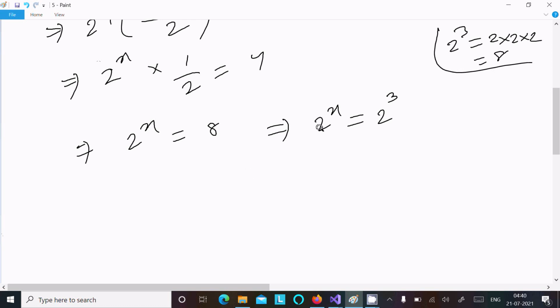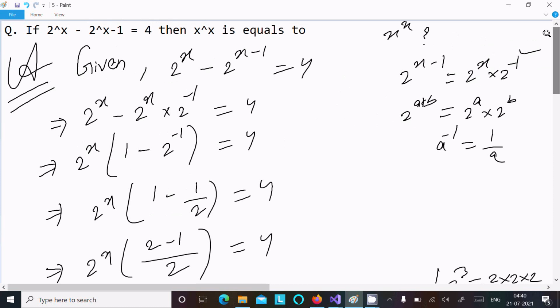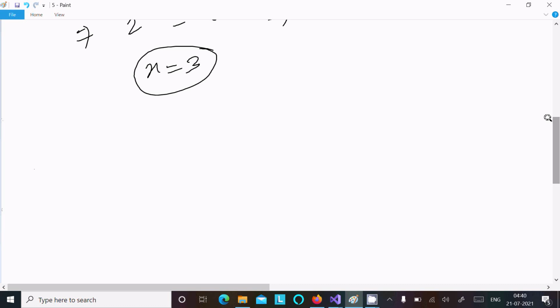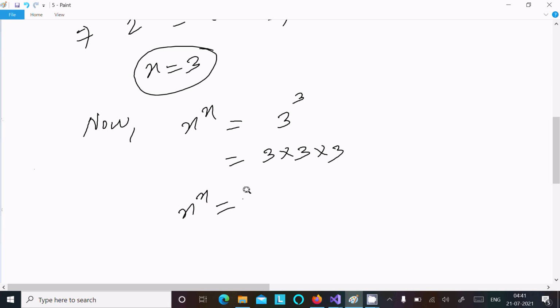After that, you can see the base is equal, so obviously the power is also equal, so x equals 3. So the x value that I found here is 3. Next, we need to get x^x. So now we can write x^x. The x value calculated is 3, so this is 3 into 3 into 3, so x^x equals 27. That is our answer.